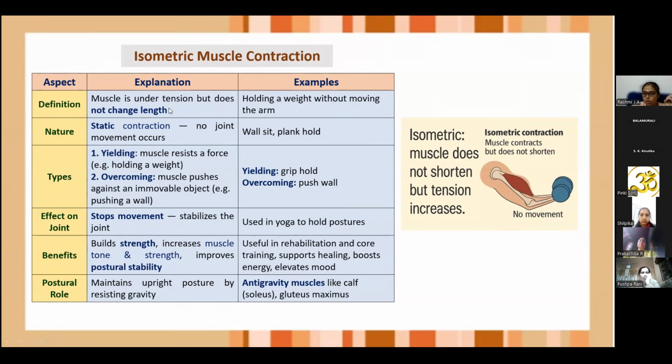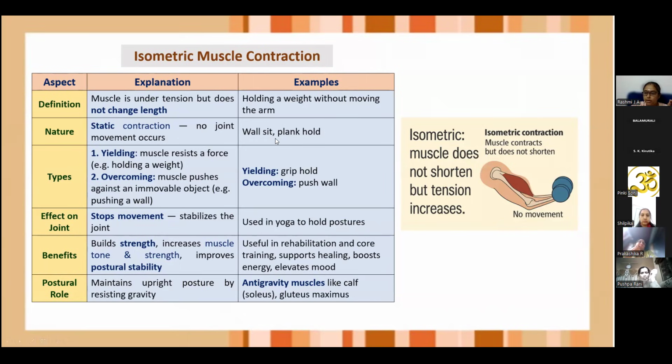That is a very important point to be noted. For example, you are holding a weight without moving the arm. Then the nature is static. Concentric, we saw, is dynamic. So isometric is static in nature. There is no joint movement.